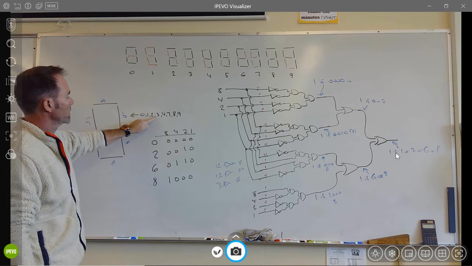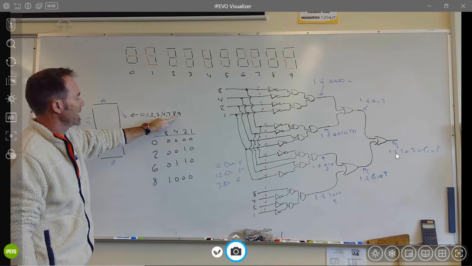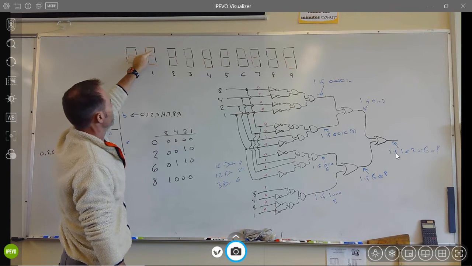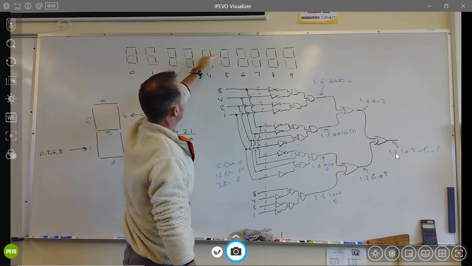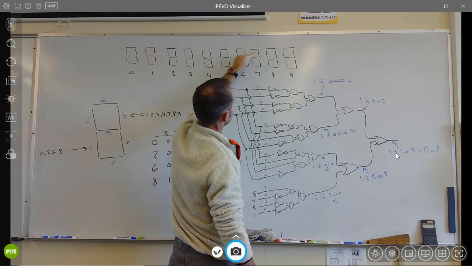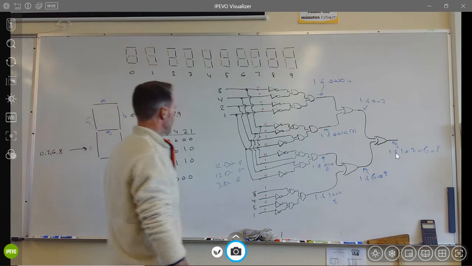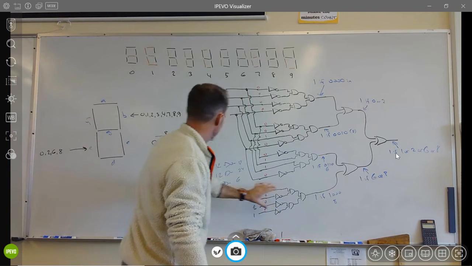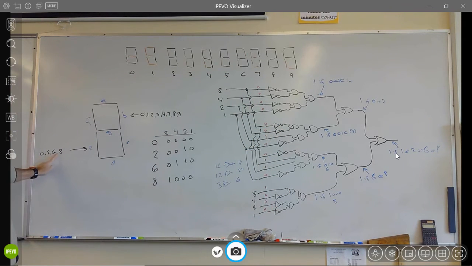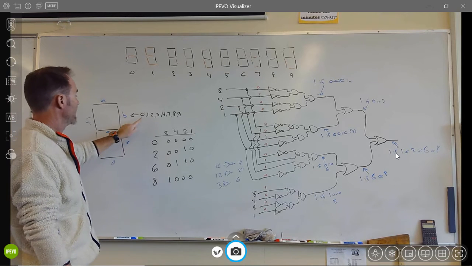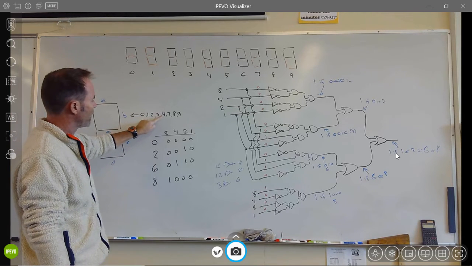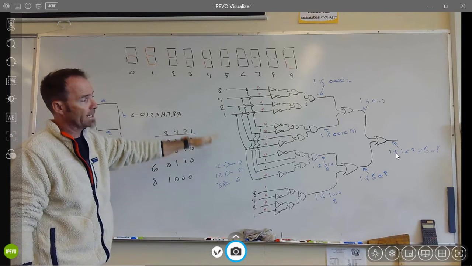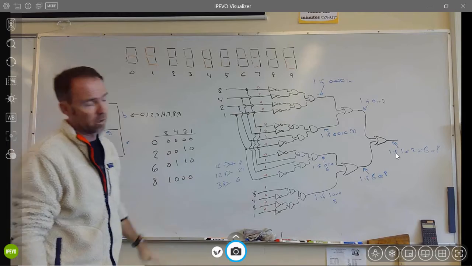0, 1, 2, 3, 4, 5, 8, 9. So the B segment, this guy, lights up on a 0, 1, 2, 3, 4, not on a 5, not on a 6, 7, 8, 9. So now instead of having 1, 2, 3, 4 groupings, because I have 1, 2, 3, 4 different numbers, I would need 1, 2, 3, 4, 5, 6, 7, 8 different groupings maybe. So twice as big as this guy. So let's do that really quick.